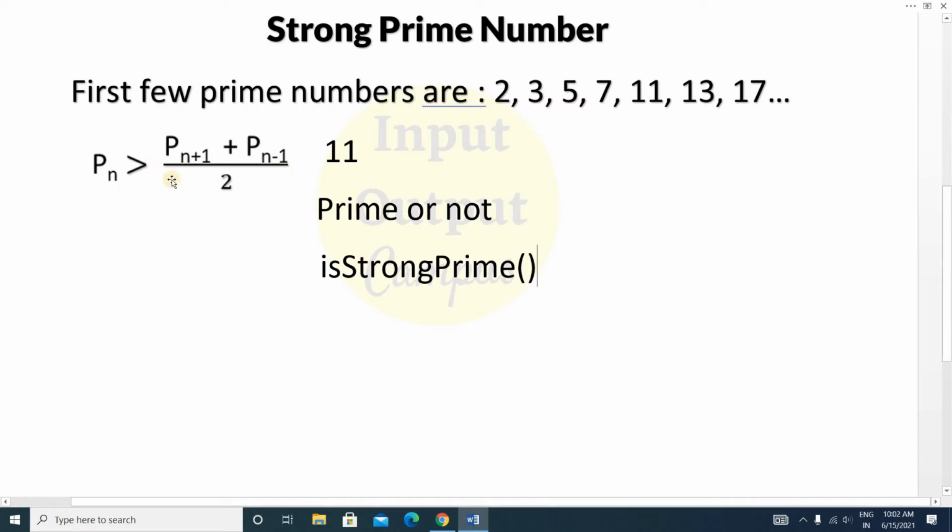So using this formula we can simply calculate whether this prime number is a strong prime number or not. Okay, hope you understand this. So now we'll write the code and divide the code into small modules for better understanding. Okay, so let's write the code.